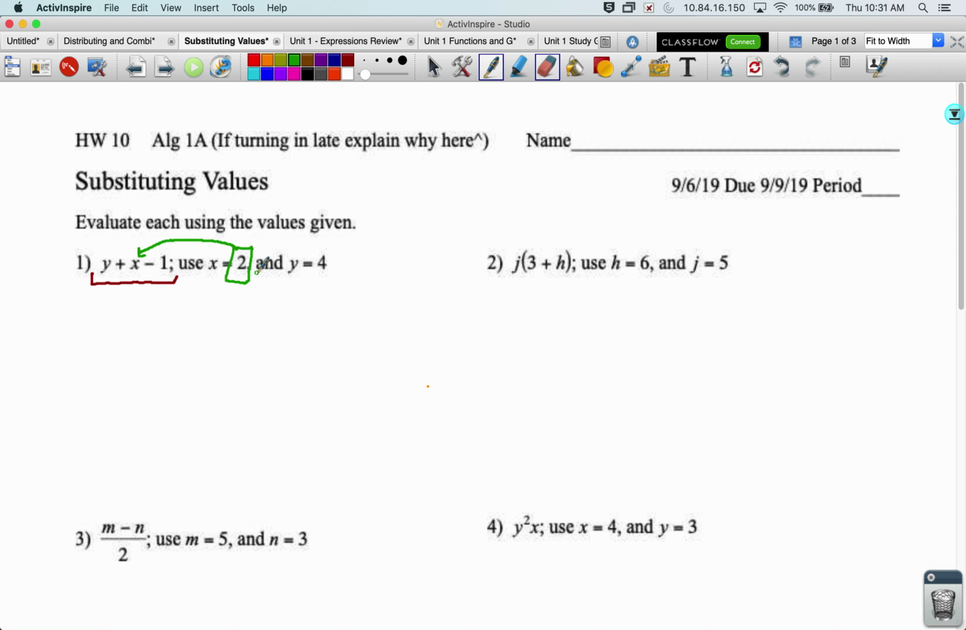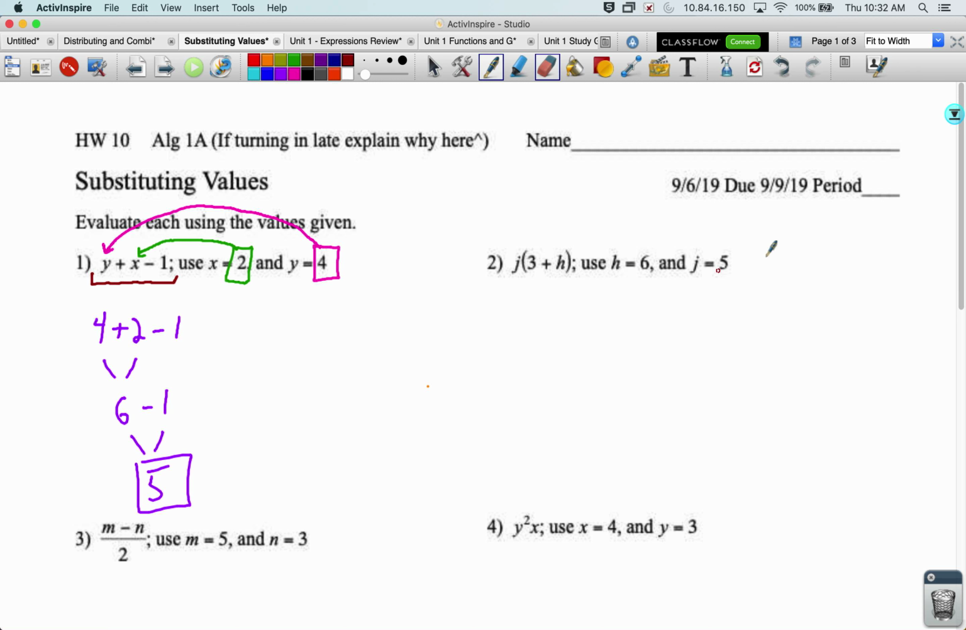So if x equals 2, this x here can be replaced by a 2. Same thing with the y equals 4. This is going to come over here to the y. And let's plug these in and see if we can simplify. So 4 plus 2 minus 1. And then left to right, this becomes 6 minus 1 becomes 5.